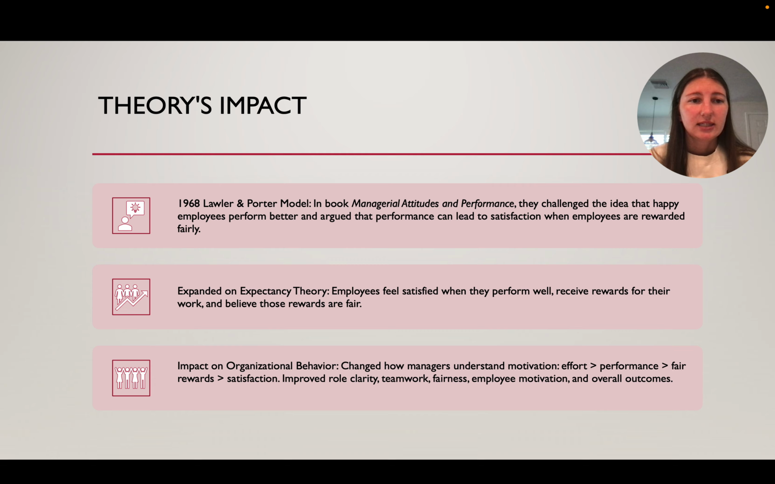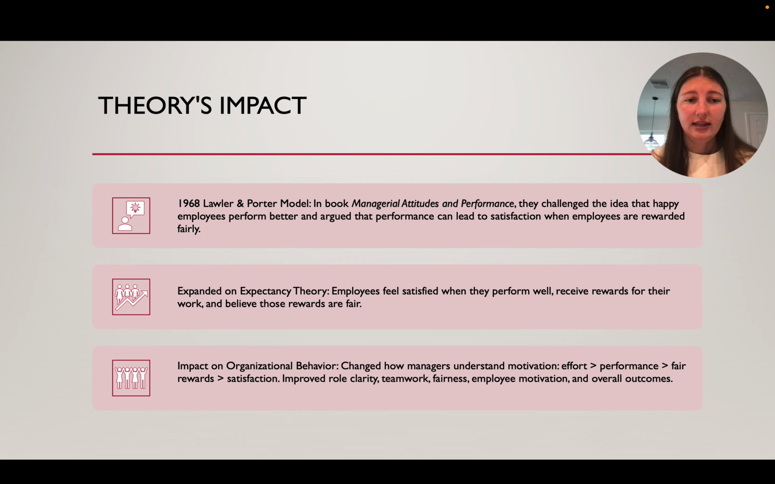Following Victor Vroom's expectancy theory, in 1968 Lawler and Porter came up with the model in their book, Managerial Attitudes and Performance, where they challenged the known idea that happy employees perform better. Instead, they argued that performance can lead to satisfaction when employees are fairly rewarded. Their model expanded on the expectancy theory. It explained that employees are satisfied when they perform well, receive rewards for their work, and believe that those rewards are fair.